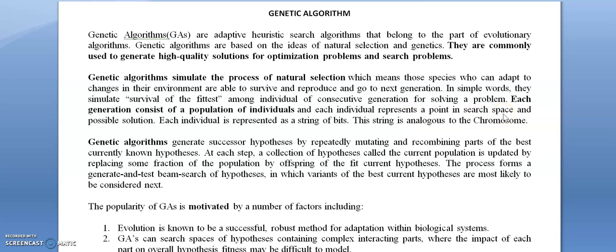Now how is this solution or individual actually represented in the search space? So here we need to perform some encoding on the solution so that we can represent it as a string of bits, that is actually analogous to chromosome structure. Okay, so genetic algorithm generates successor hypotheses by performing some operators that we will see, the crossover and the mutation operation.